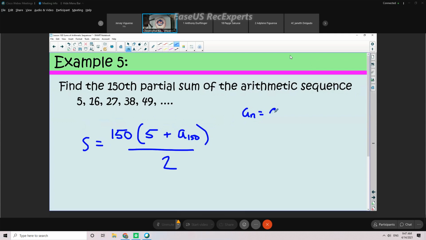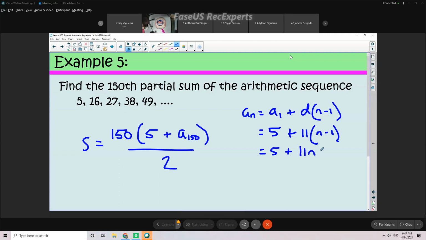The very first formula we ever did said that in order to figure out any number in the sequence, we need the rule. So I need to know what the rule is for this sequence to then get the 150th number. This was the very first formula we did. A1 is 5. D is 11, because I'm adding 11 every time from one to the next. And then n minus 1. So 5 plus 11n minus 11. 11n minus 6.